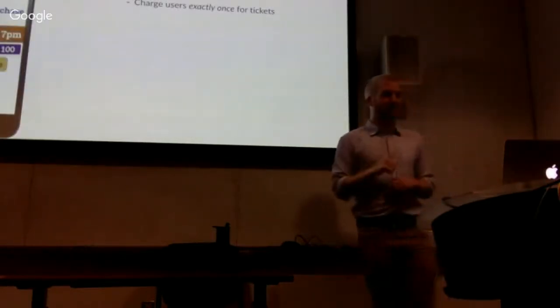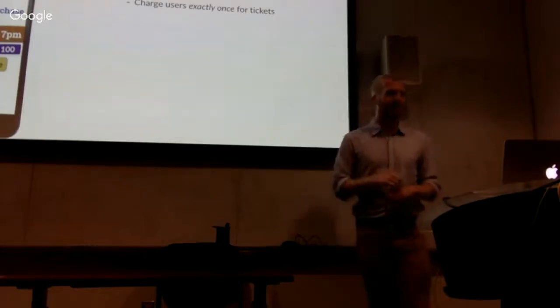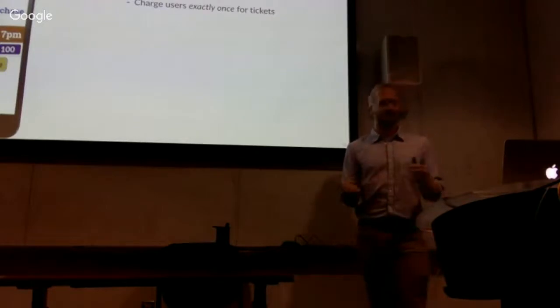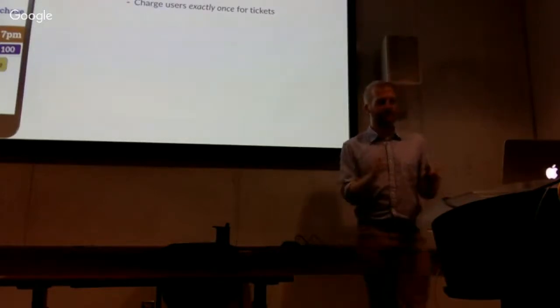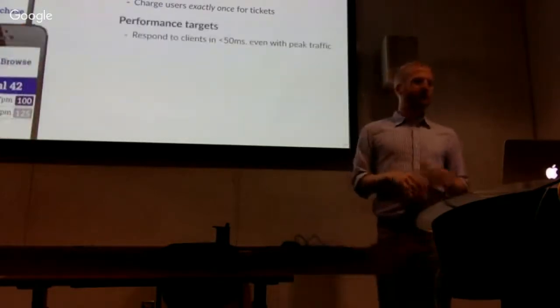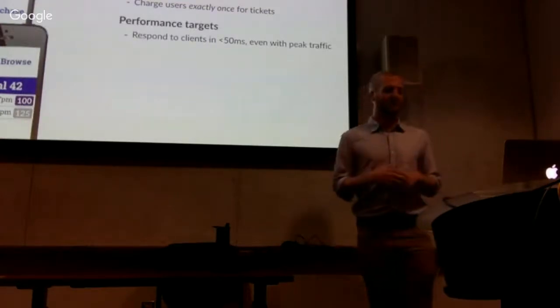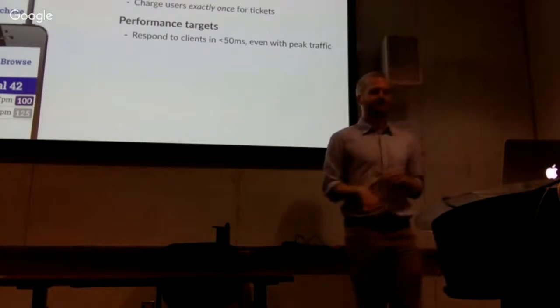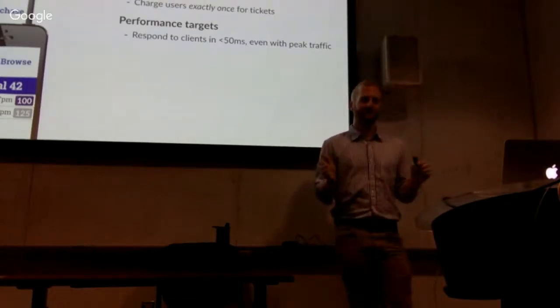We've got some hard constraints. We don't want to lose any user data or sell too many tickets. We don't want to charge users twice. So these are like strong consistency constraints. We also have performance targets in mind, like we wanted our browsing to be fast and responsive and respond in, say, less than 50 milliseconds, no matter how much traffic there is on our site.